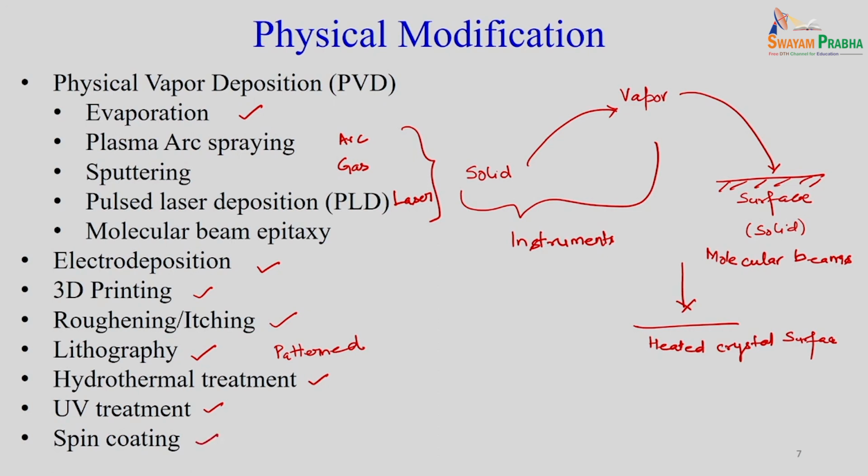Or you can go for very simple spin coating, where the sol gel material or the material you want to coat is put in the center, and we spin it at very high speed, let us say 10,000 rpm. Because of the centrifugal force the material will distribute and form a film, or you can say a thin film on your surface. So, this is the overview of the physical modifications. Among them we will discuss a few in the next slides.